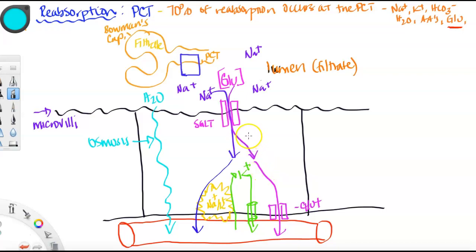Now, there is something we're going to talk about in the next video that goes along with this. All of these solutes travel basically this way, just like glucose with transporters. But here's the thing, the transporters are not limitless. So we'll talk about that in the next video.